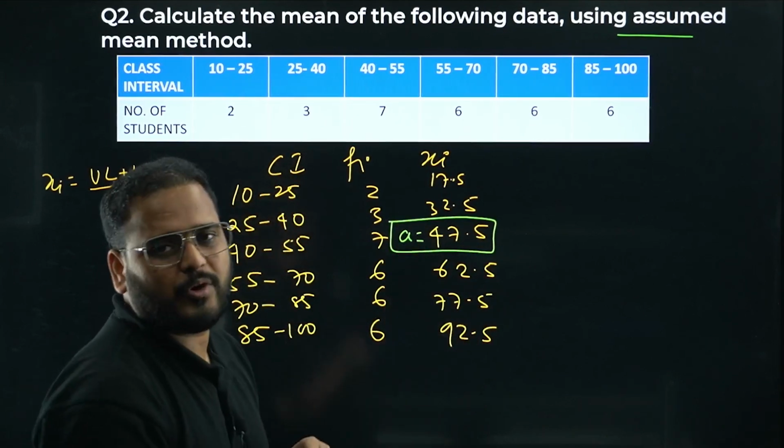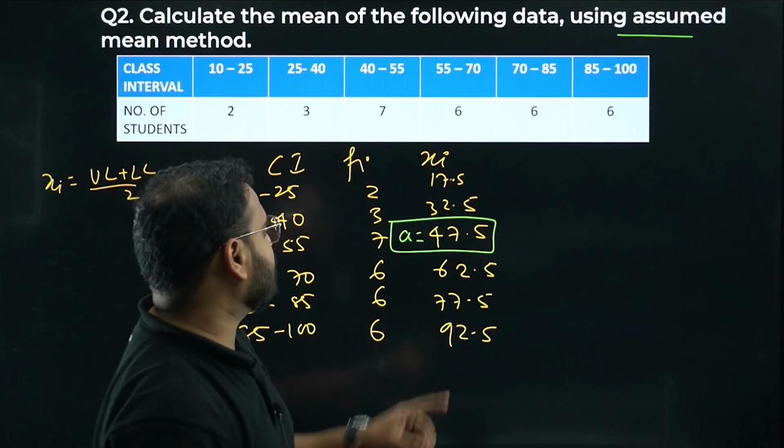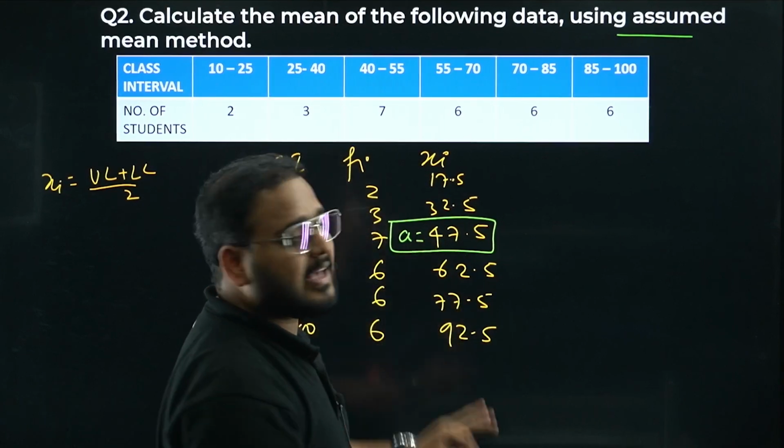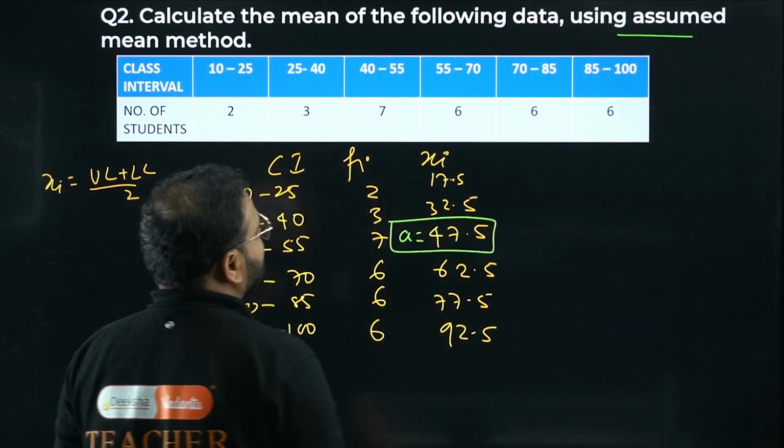Middle, any middle they can assume, okay? Don't worry, the answer will not change. If you want, you can assume 62.5 also. The answer will not change, I can guarantee that, okay? I have assumed A as 47.5. Let's have a look. What are the next steps, sir?